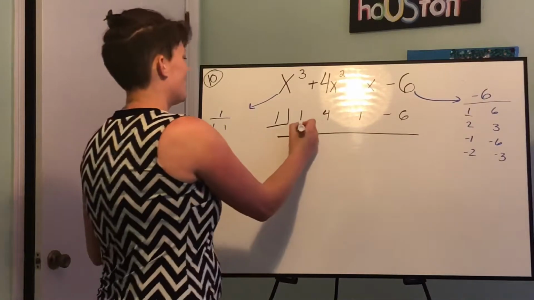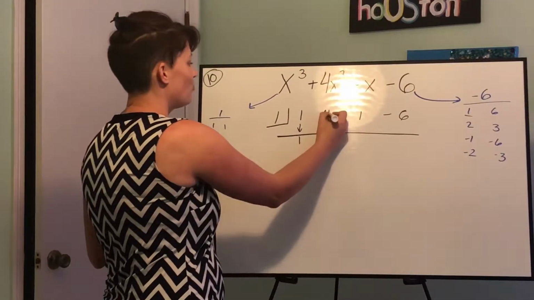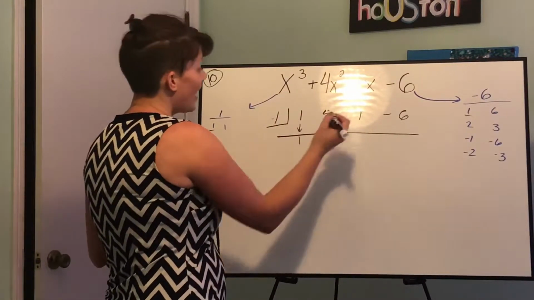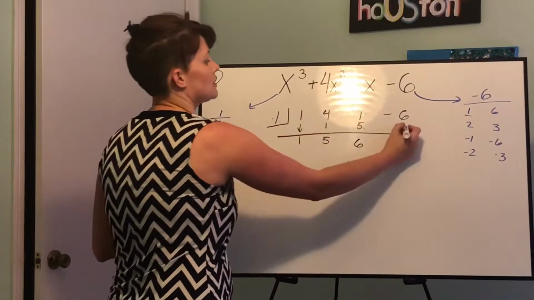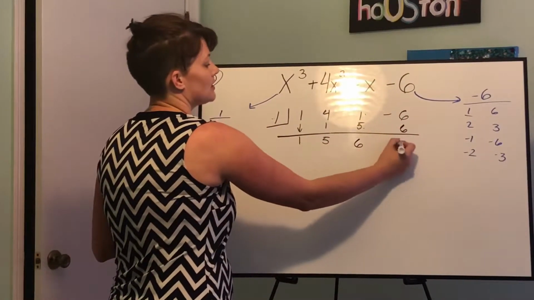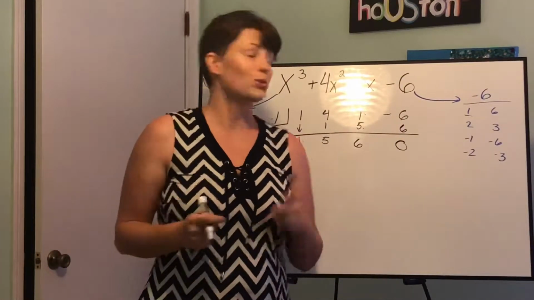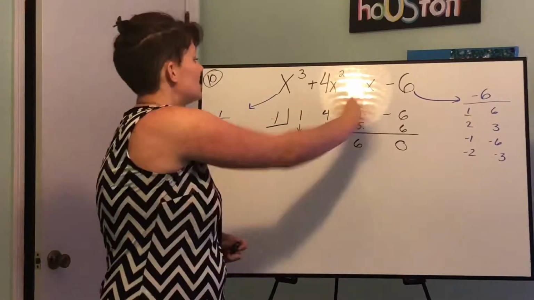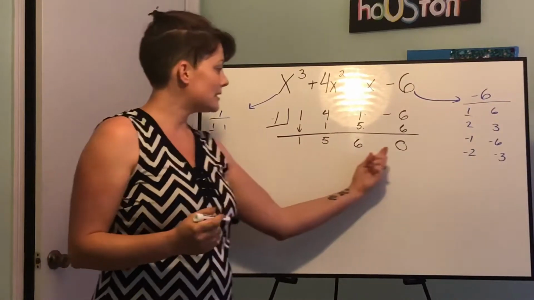Okay, so bring the 1 straight down. 1 times 1 is 1. 4 plus 1 is 5. 5 times 1 is 5. 1 plus 5 is 6. 6 times 1 is 6. -6 plus 6 is 0. So in fact, 1 was a root of this problem. If it had not been, I would have, like I said, just erased my work and started over. But since it was a root, now let's take this here.